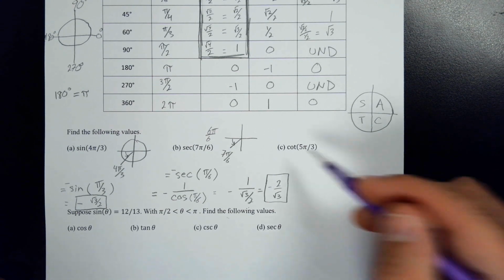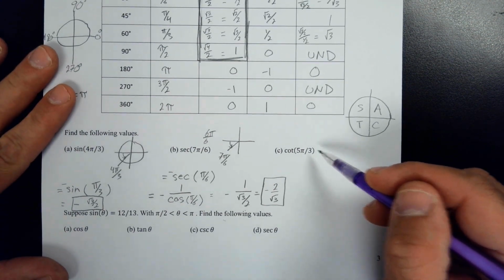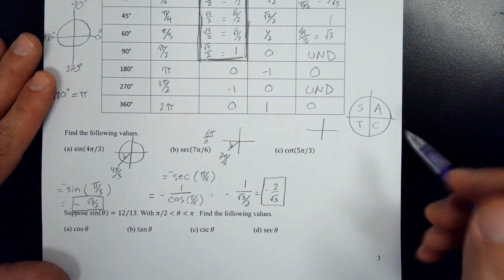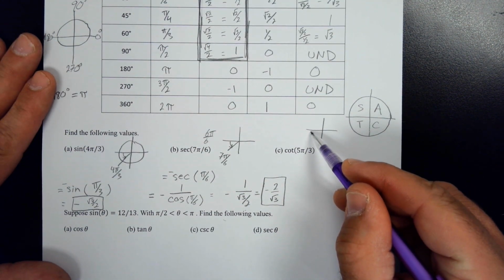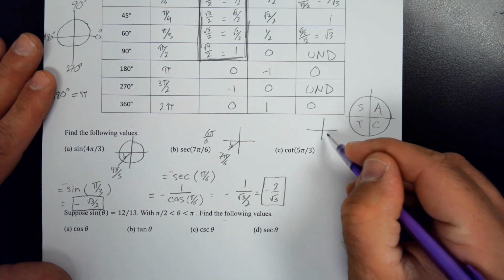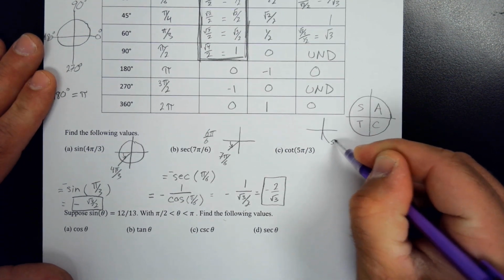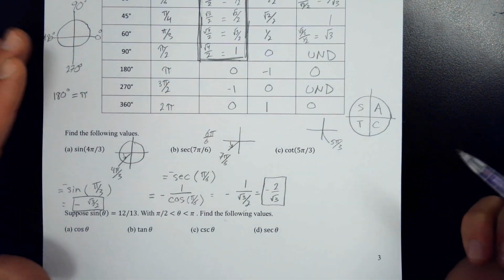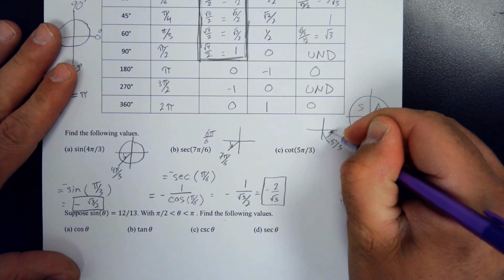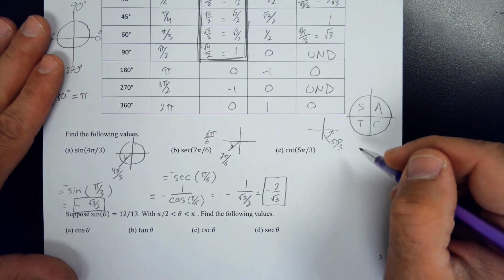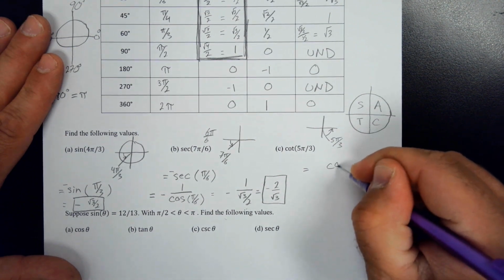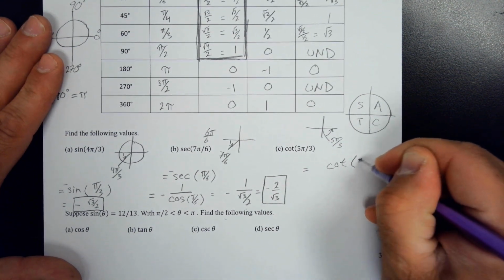Okay, let's do one more. Cotangent of 5 pi over 3. So I should think about where that 5 pi over 3 is. 3 pi over 3 would be over here. 6 pi over 3 would be the same as 2 pi, way over here. So 5 pi over 3 is somewhere over here in the fourth quadrant. The reference angle that it makes with the x-axis is just pi over 3. So I know that this is going to be the same as cotangent of pi over 3.